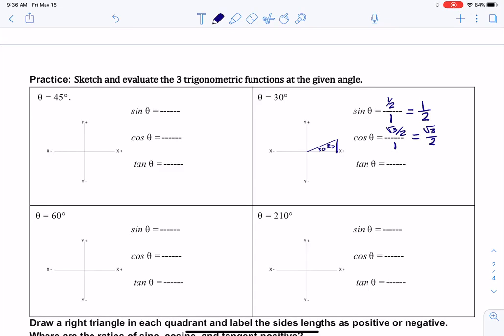Slightly more complicated. Now we have tangent. Well, tangent is opposite over adjacent. So now I'm going to take my 1/2, my short leg measurement, and divide by square root 3 over 2. Okay, now you have a fraction divided by a fraction. That's a little intimidating to look at. I prefer to write it like this.